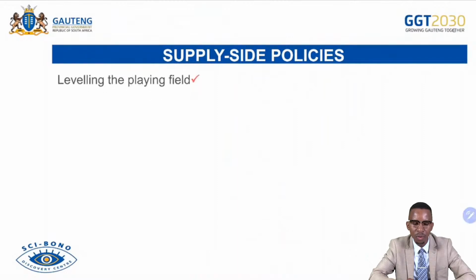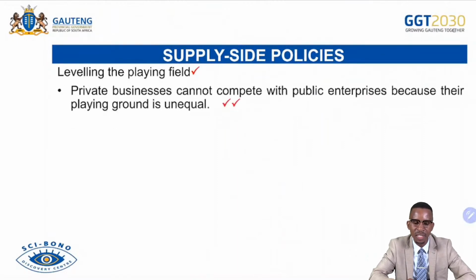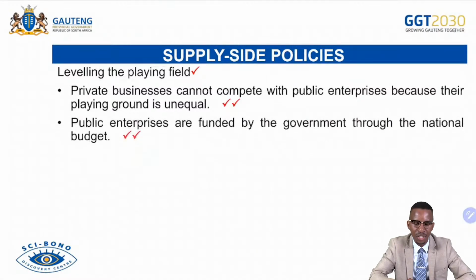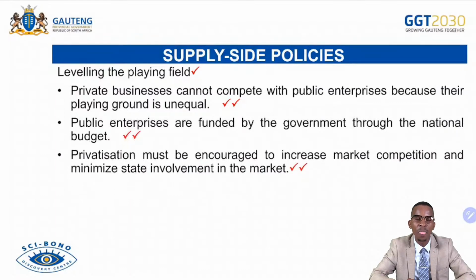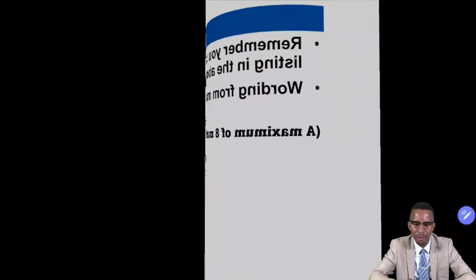And then we continue, also leveling the playing field. In this case, we talk about private sector businesses, which should not be competing with public enterprises because that will lead to unfair and unequal competition, because the public sector or SOEs are financed by the government through taxpayers' money, while the private sector is not financed. Public enterprises are funded by the government through the national budget, so that will be creating unfair competition. Also, public businesses or SOEs are not profit motivated, so they do everything on behalf of the government to ensure social welfare. Privatization must be encouraged to increase market competition and minimize state involvement in the market.